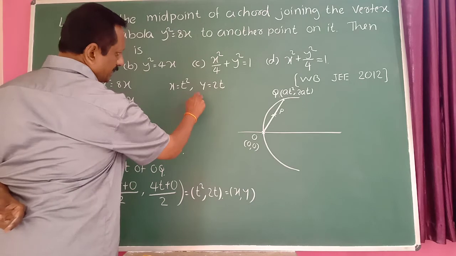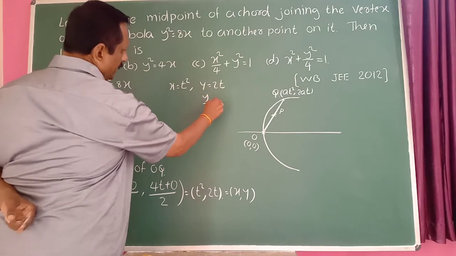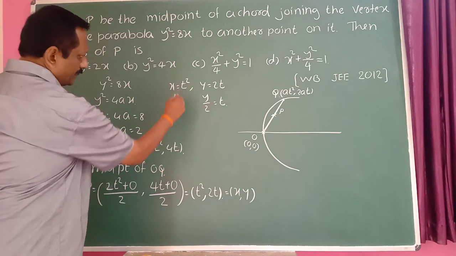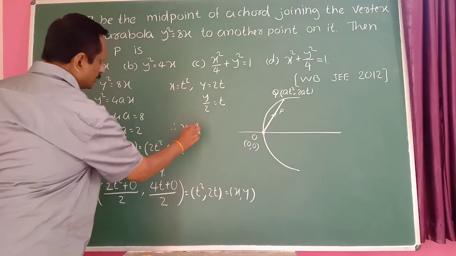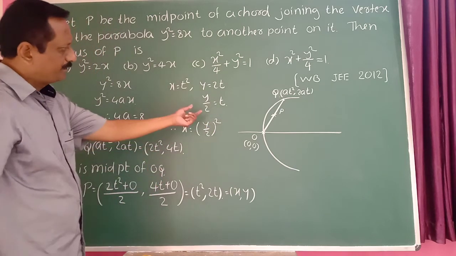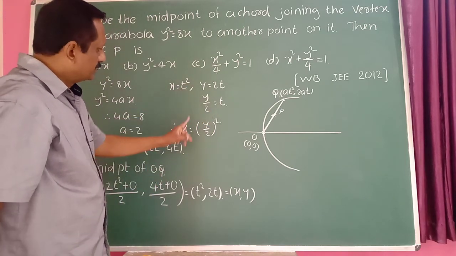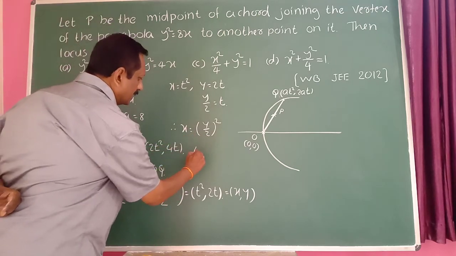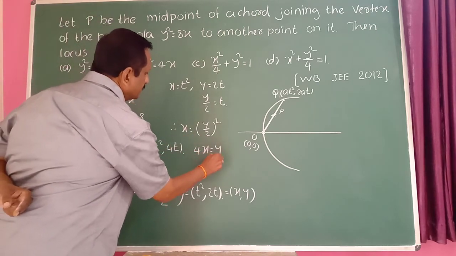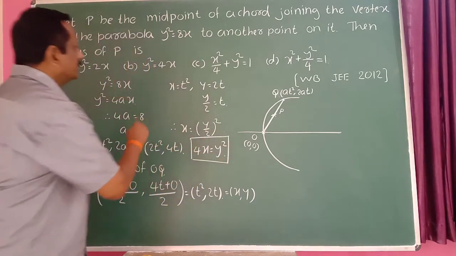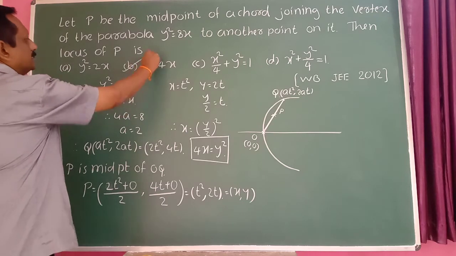Take it to this side here. y upon 2 is equal to t here. Use this, t is equal to y upon 2 here. Therefore x is equal to (y divided by 2) square. Just replace this t here. So x equal to (y by 2) square. So 2 square is 4, take 4 this side here. 4x is equal to y square here. Means y square is equal to 4x is the required equation here.